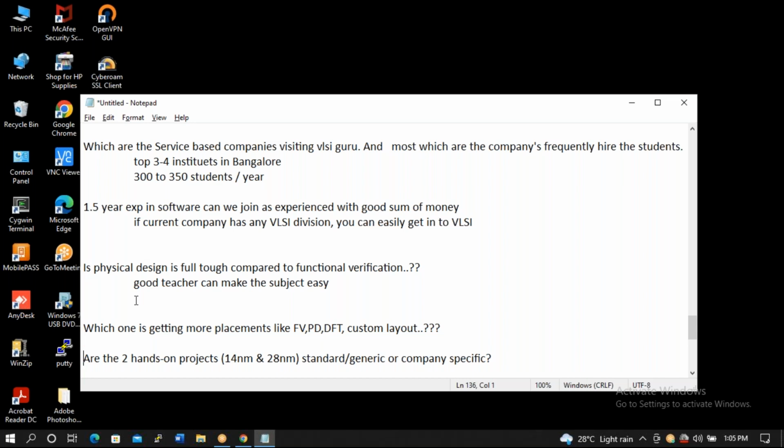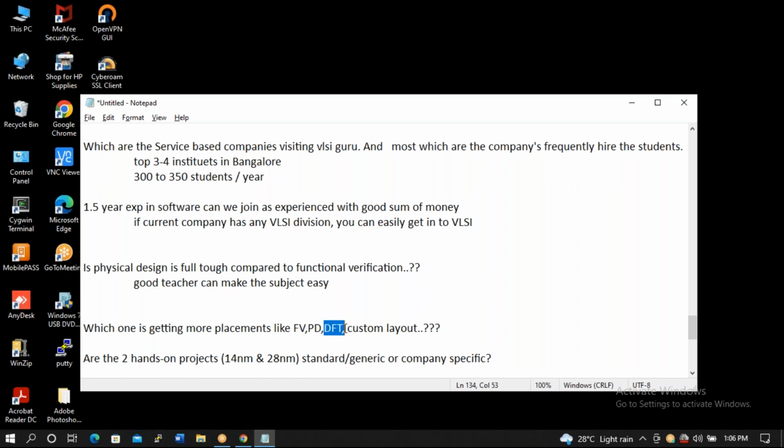Next. Which one is getting more placements: FE, PD, DFT, custom layout? Again, I answered that front end has relatively more opportunities, but placements are happening across the domains. In DFT, I don't know how many opportunities there are, but as of today, there is no one in DFT who needs a job. In front end, at least 5 to 10 people need jobs. In PD, around 30 people are there, but in custom layout also no one is there.